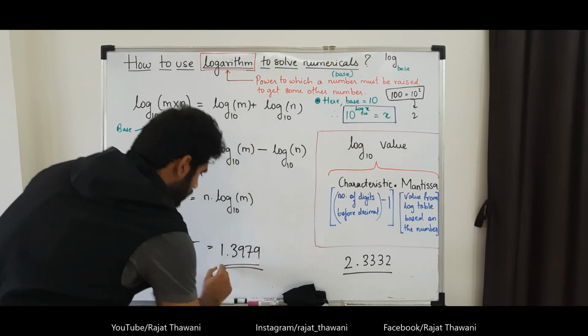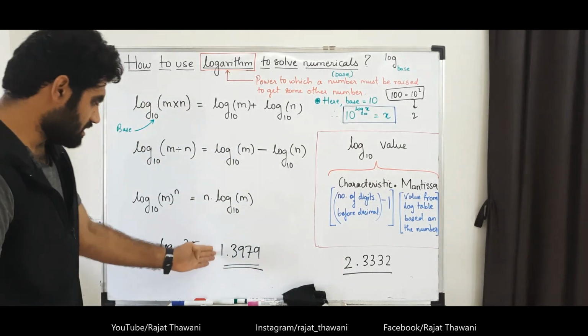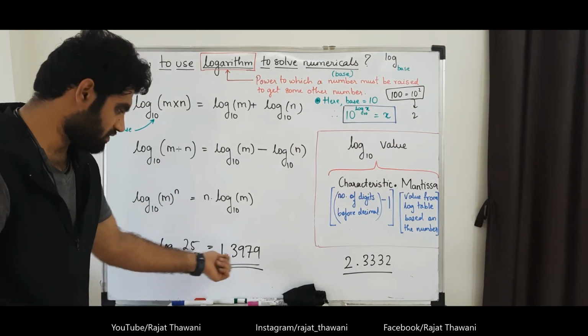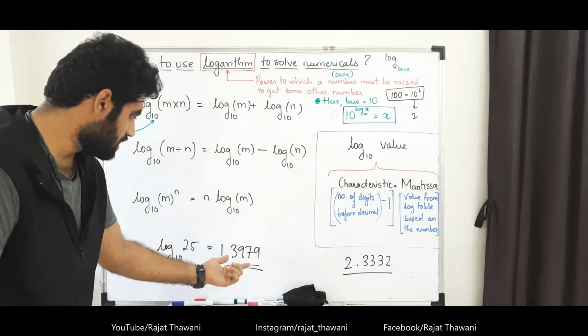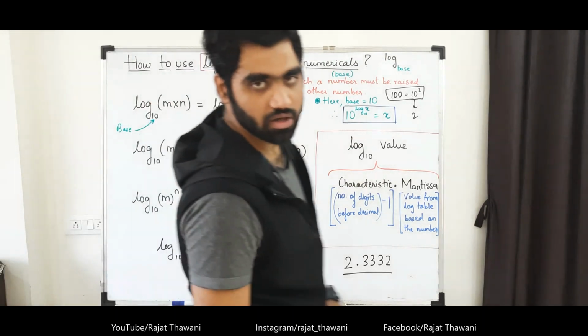So this log will be 1.3979. And the homework for you all is to try to find out the antilog of this. It's nothing but 10 raised to 1, meaning 1 will be separated, so its antilog goes to 10 raised to 1, and this number 0.3979. You will find out the antilog of it from the antilog table.